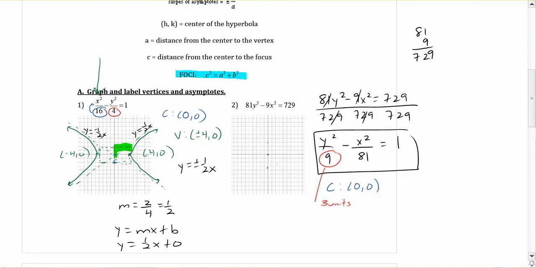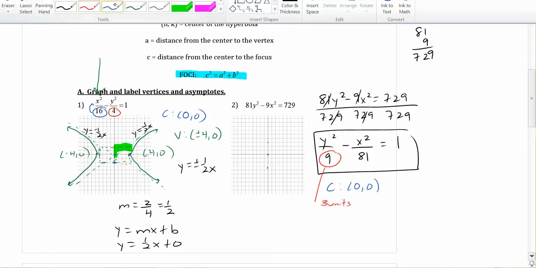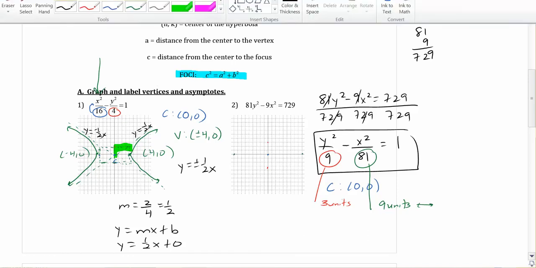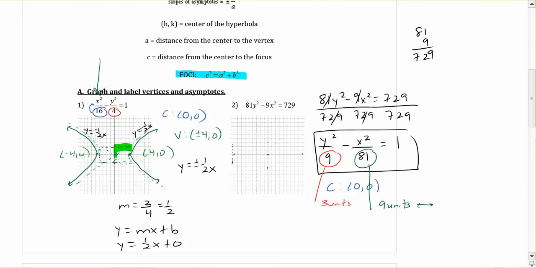All right. Then I'm going to look at what's underneath the x value, and I'm going to say, okay, underneath the x value is 81. So that means the square root of that would be 9 units. So I need to go 9 units in the x direction. So 1, 2, 3, 4, 5, 6, 7, I think it's the very last point. So 9 here and 9 here. Okay, I'm going to use those points to create my rectangle because that rectangle is going to help me determine my asymptotes. So I'm going here and here.